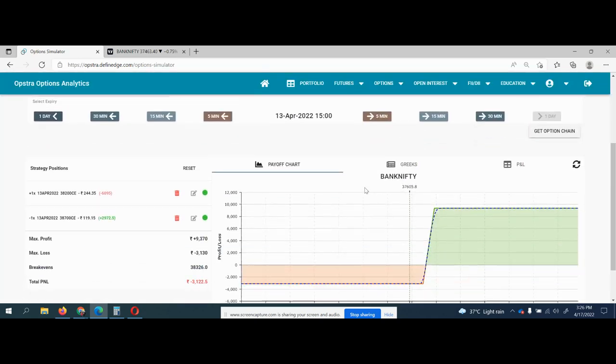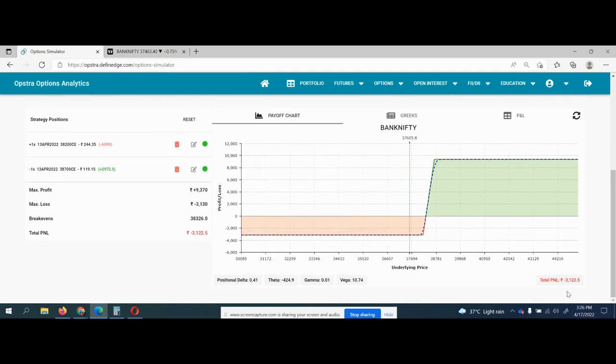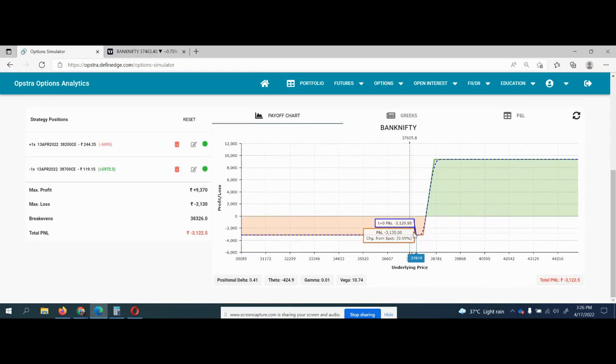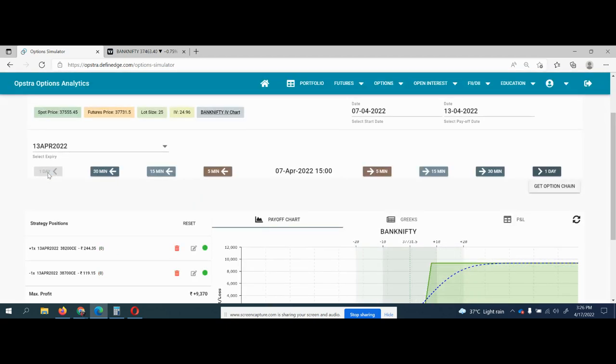Let me take you to one more day. It's almost the 13th of April expiry day. You made a loss of 3,122. That is almost your maximum loss at 3 p.m. on the expiry day. If you do not do any adjustments, you'll end up with the maximum loss. Let me take you back to the 7th, and let's try to do the adjustments.